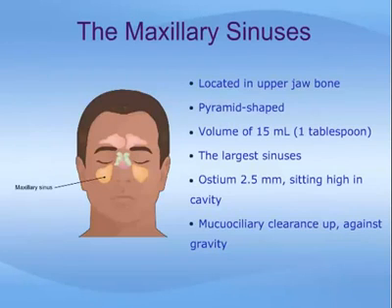The maxillary sinuses are located in the upper jawbone. They are pyramid-shaped, have a volume of about 15 milliliters, or 1 tablespoon, and are usually the largest sinuses. In most individuals, each maxillary sinus has a single ostium 2.5 millimeters in diameter. The ostium sits high in the sinus cavity, which means that mucociliary clearance in the maxillary sinuses has to move up against gravity.